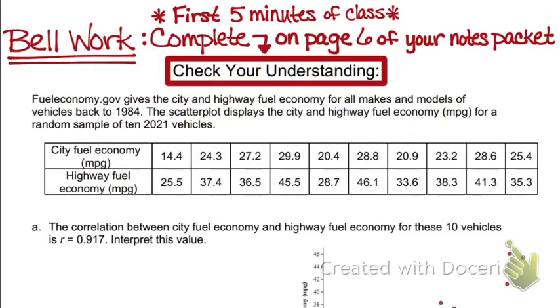All right, so that correlation value of 0.917, how would you interpret that? What does that mean? Strong positive correlation. General form would be what? Linear. R value, the stronger it is, the more like a line it is.